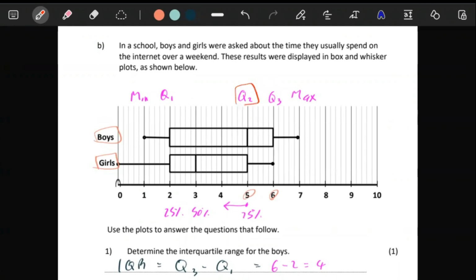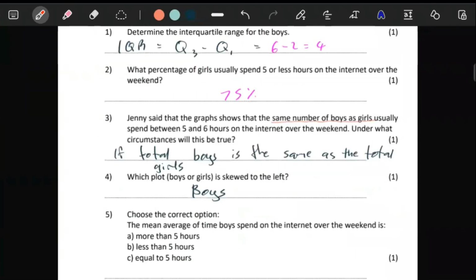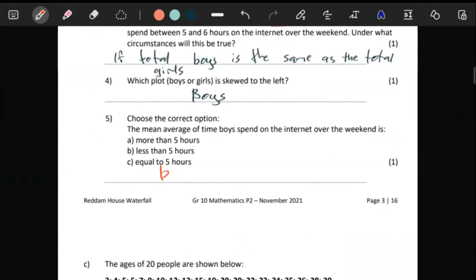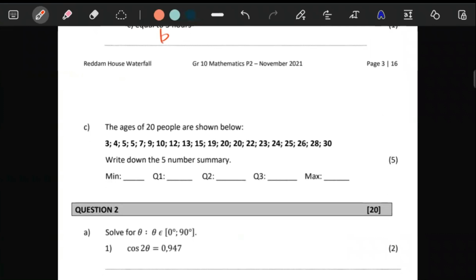So when you want to get an idea of where your mean is usually at the side where the space is a bit larger. So you see here, this portion here is larger than this part. So your mean is to the left of Q2. If this part was larger, your mean would be to the right of Q2. For example, for the girls, the mean is to the right of 3 hours because it's this part that's larger. So for the boys, your mean is below 5 hours, you see, because it's the part that is larger. So here we're gonna choose B. There we go.